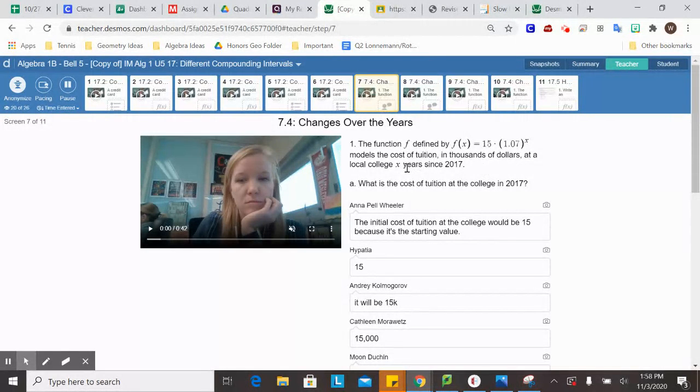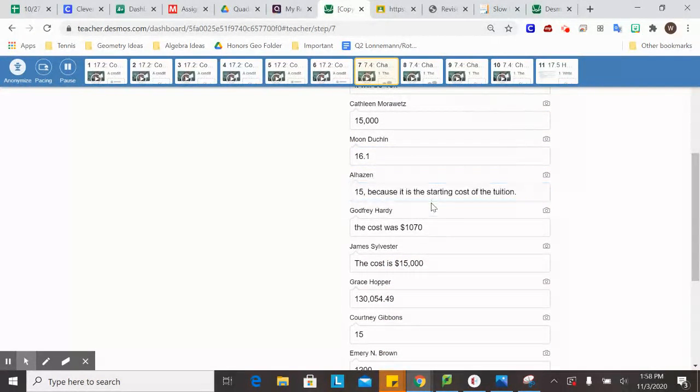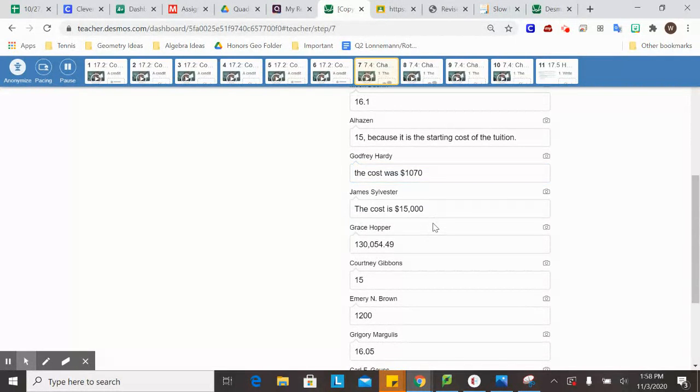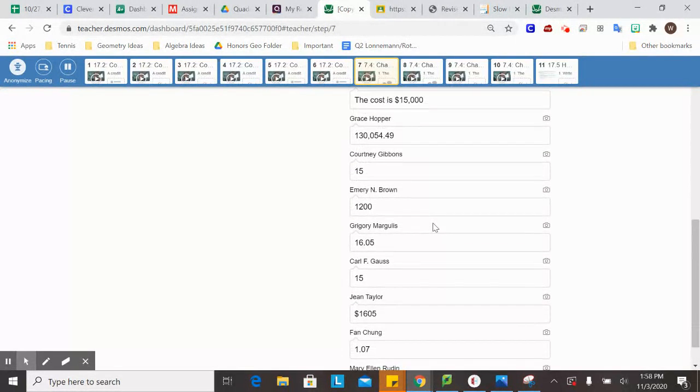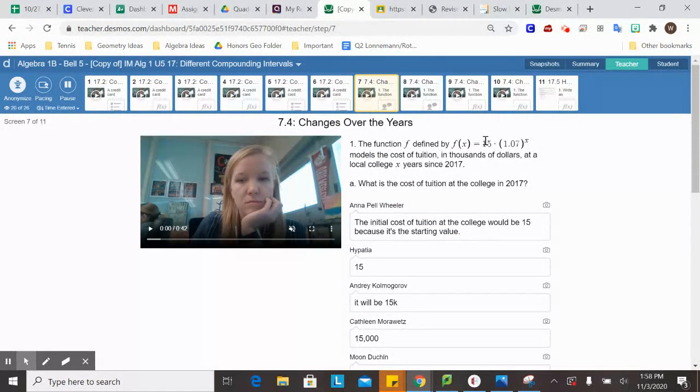Since x represents years since 2017, if we're talking about 2017, that's when x would be 0, and it's talking about our initial amount. So those of us that said 15 are correct, and more specifically, it is 15,000. It's not just 15. So we see a lot of that, which is awesome. It is 15 because that is the number out in front, 15,000. So that's the answer for the cost of tuition in 2017.